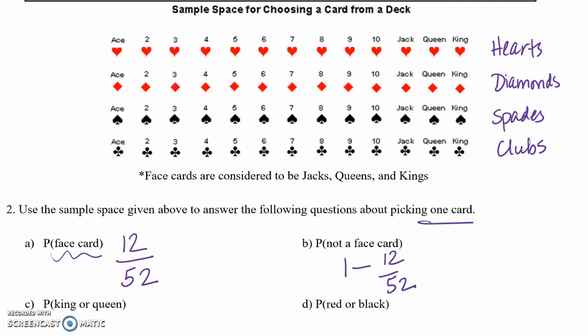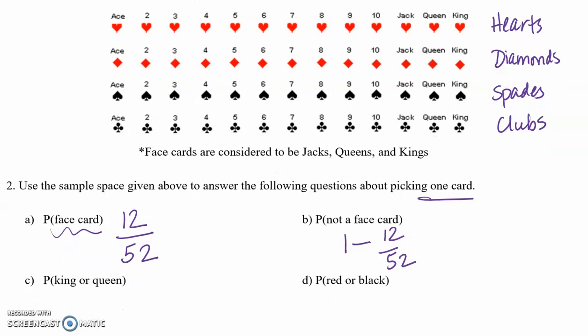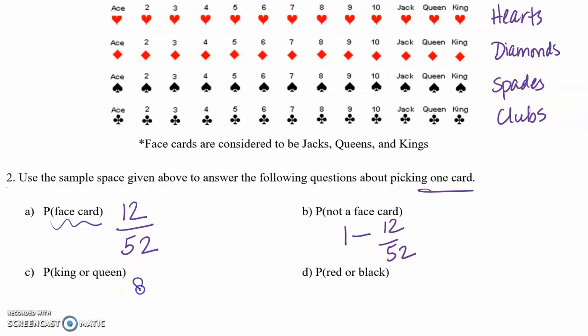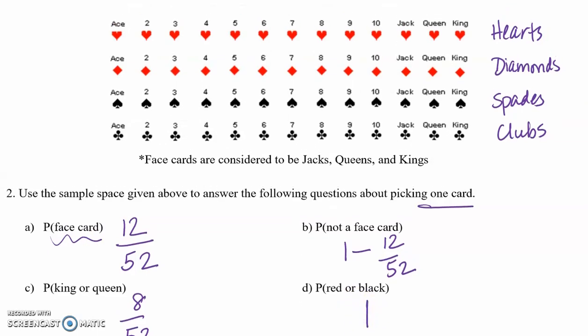The probability of picking a king or a queen is 8 out of 52. Those are mutually exclusive events. There are no king-queen cards. And a red or black is 1. Because the probability of picking a red is 50%, the probability of picking a black is 50%. When you add those together, you get 100%.